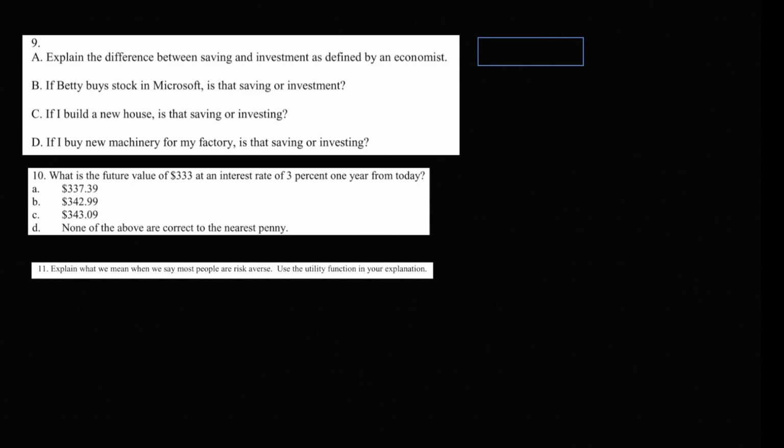All right. Explain the difference between saving and investment as defined by an economist. Well, saving is money that you don't spend until later. You're saving it for later.